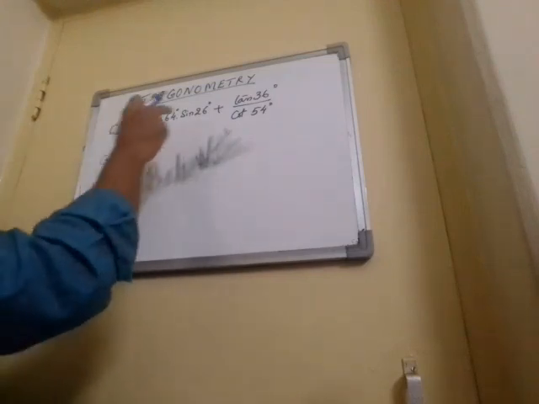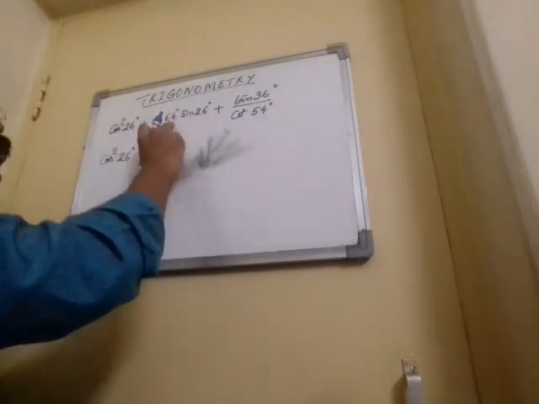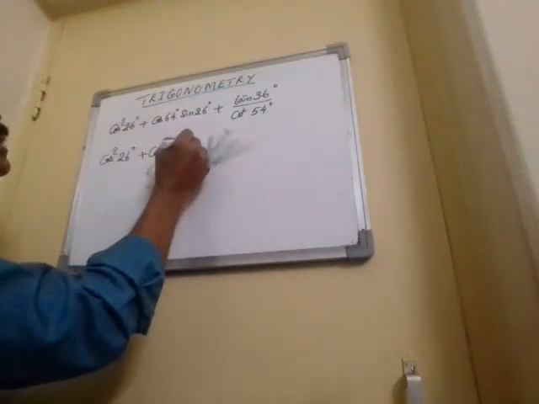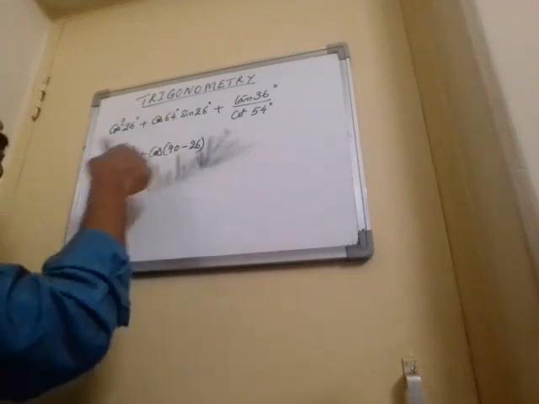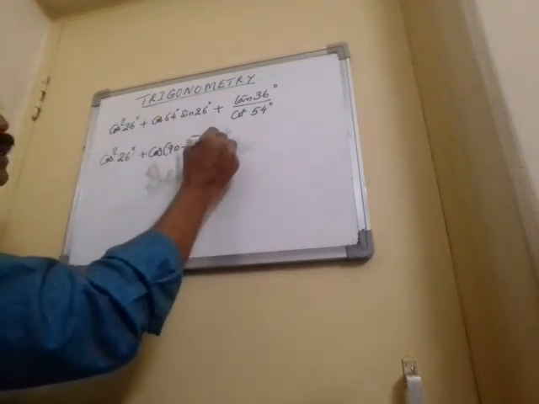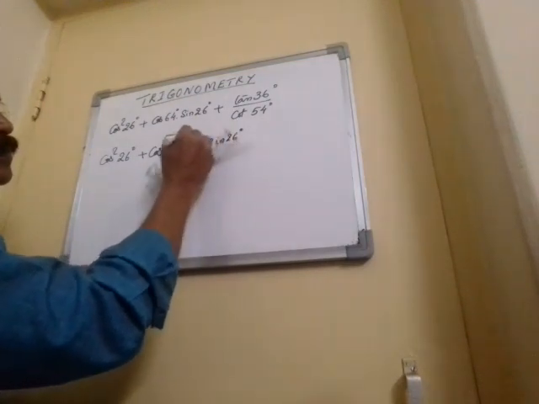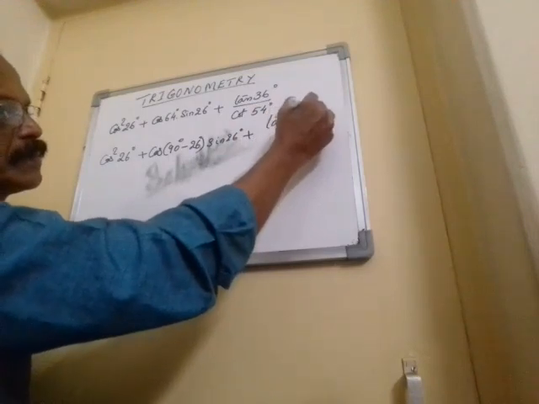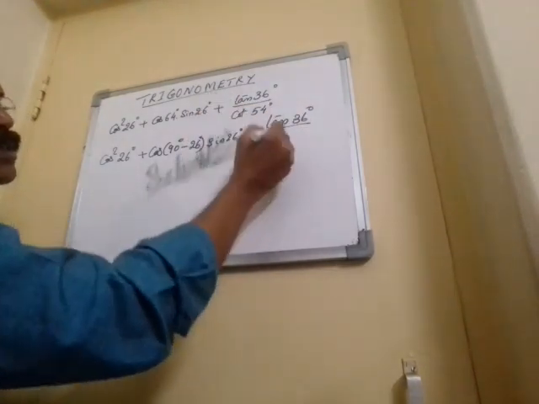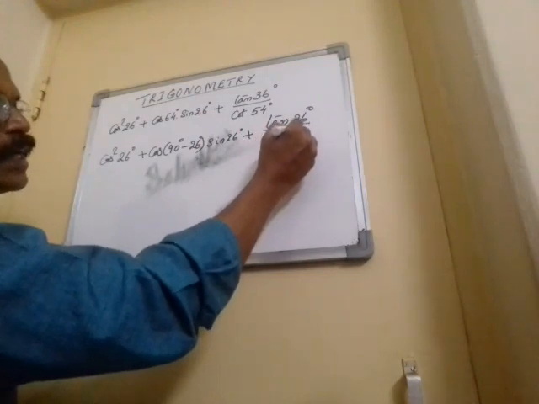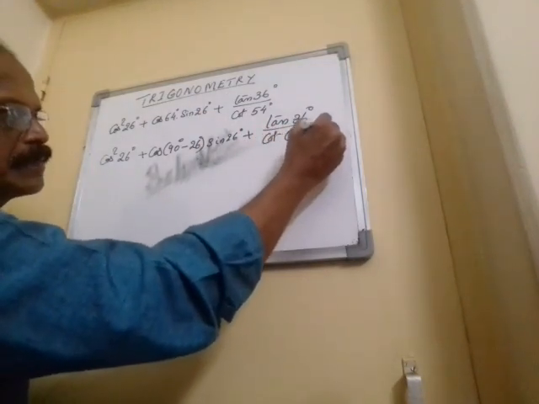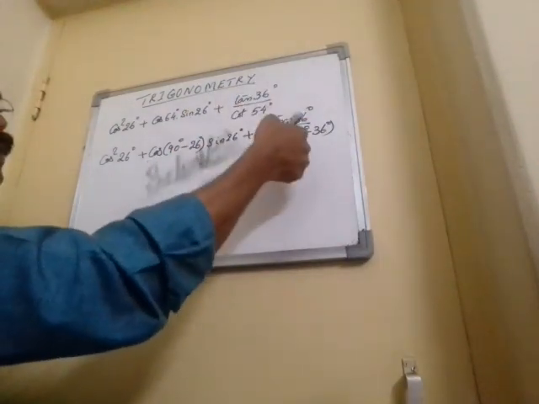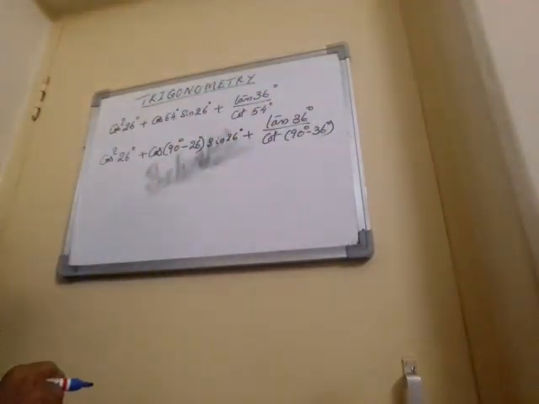So here 26 is there, here 26 there. So this 64 we can write as cos 90 minus 26. I am changing only this because of this 26, into sin 26 degree, plus tan 36. So here I am changing this 54: cot 90 minus 36. Don't change the function, only the angle we have to change as 90 minus.